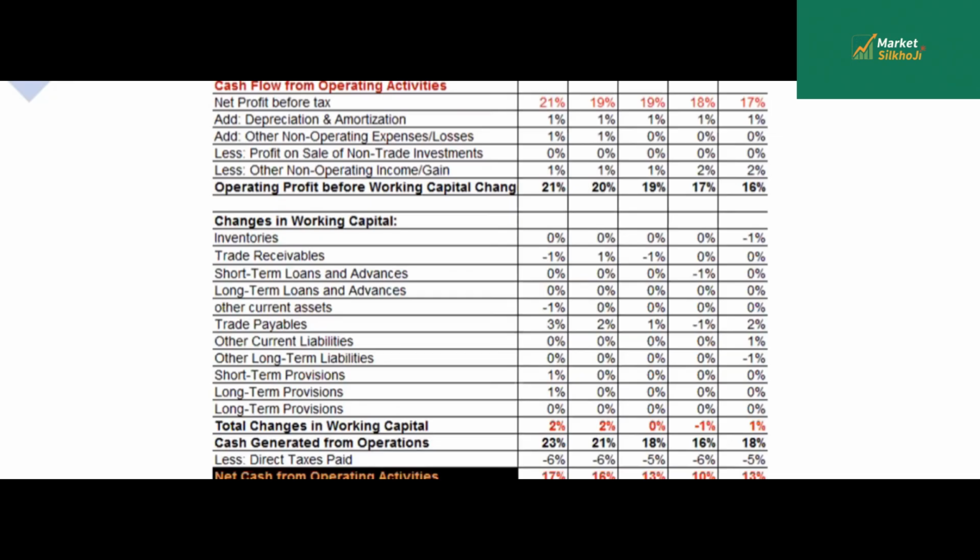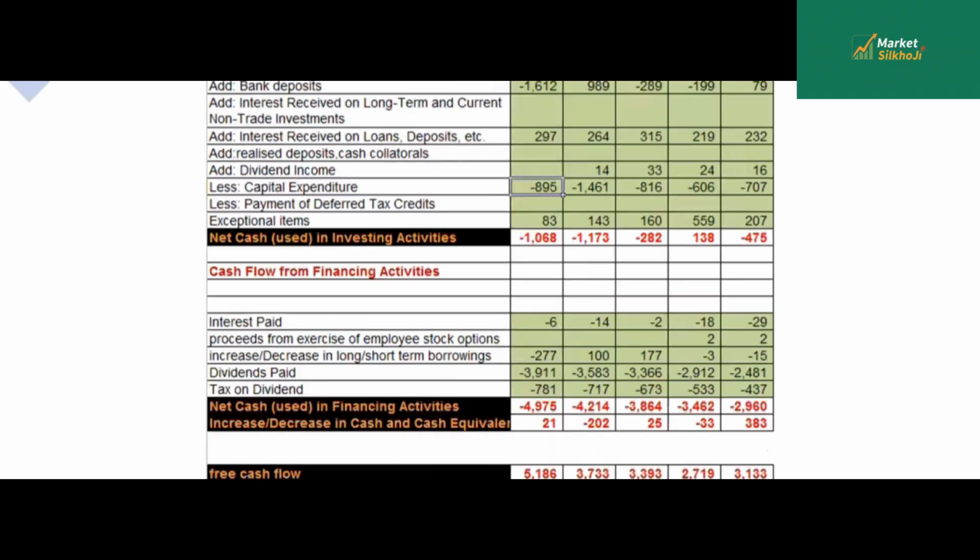If the company is generating at least 100 rupees in sales, the owner of the business should be able to put at least 5 rupees in his pocket. Of course, we use free cash flows for that, but cash flow from operations also needs to be positive and should be a big number. So here 17% is good. And you can see capex 895, 1,400, 800, 600. This is how much funds they are utilizing for capex every year.